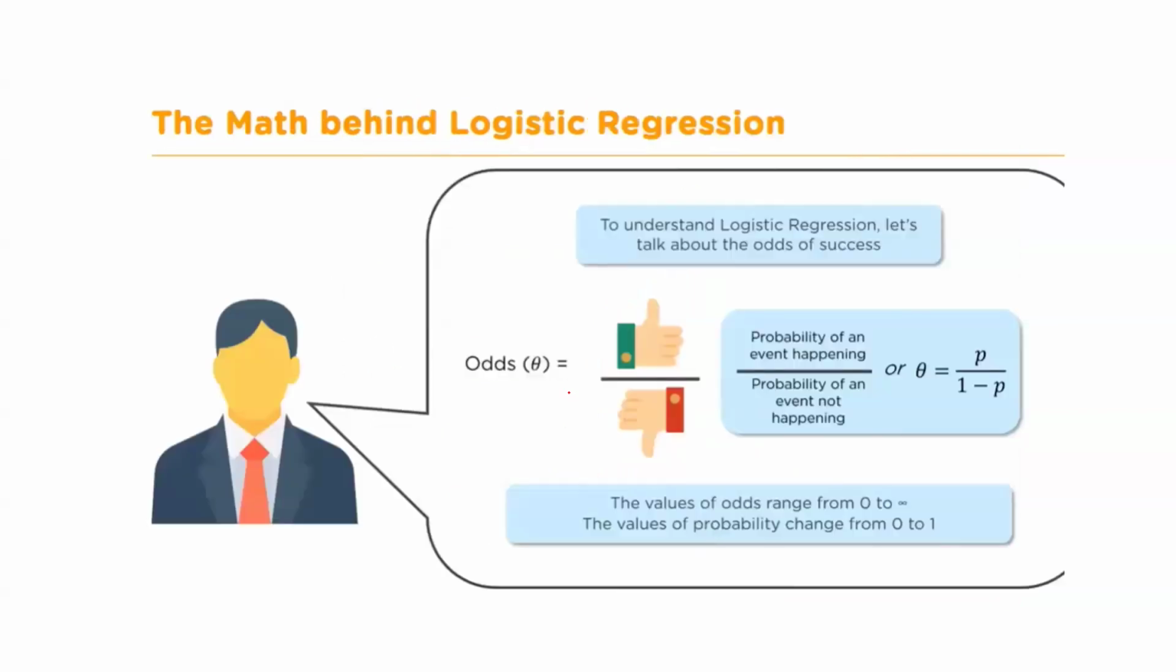Okay. So to understand this logistic regression, let's talk about odds of success. The one terminology, or the math behind this logistic regression, is that we are going to use odds. It is represented by theta. That is the probability of an event happening divided by the probability of an event not happening. That is P divided by 1 minus P. The values of these odds range from 0 to infinity. The values of probability change from 0 to 1. We know that the probability is from 0 to 1.